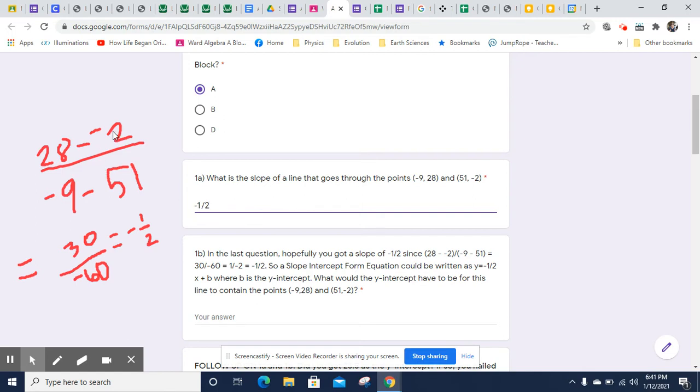I could have gone the other way. -2 minus 28 would have given me -30, and 51 minus -9 would have given me 60. So it would have been -30 over 60, which is the same thing.